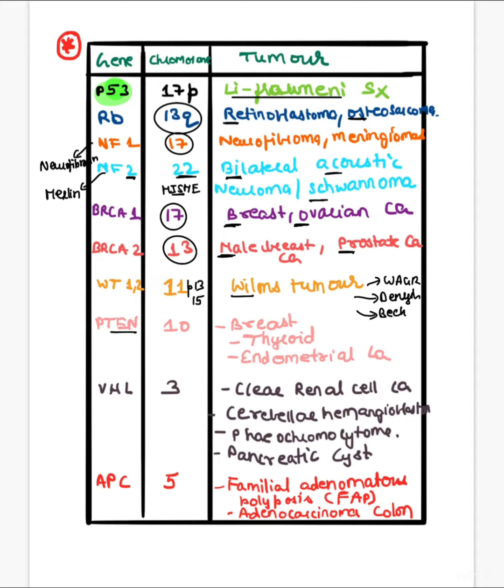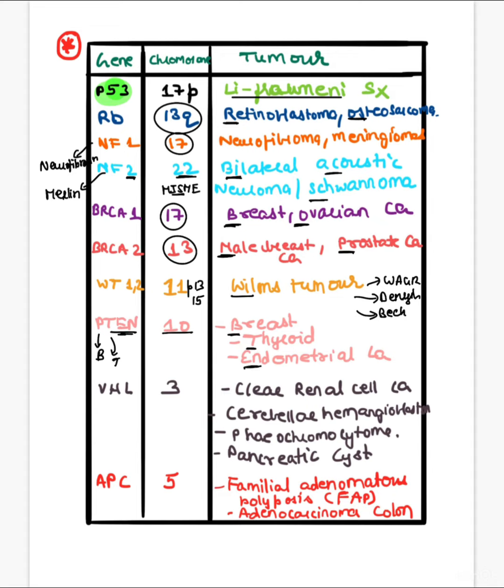Then coming to your PTEN, the name only says this is present on chromosome 10. Then what are the tumors that you see? Make P into a B. That is P for B, breast. T means thyroid and EN means endometrium, guys. I think this becomes very easy now.